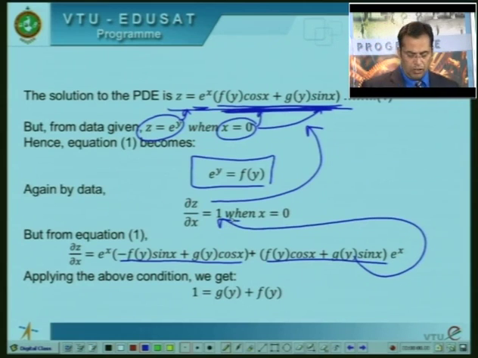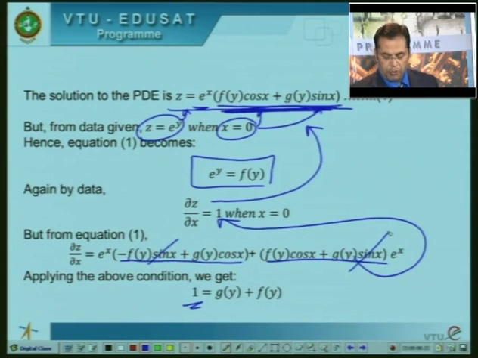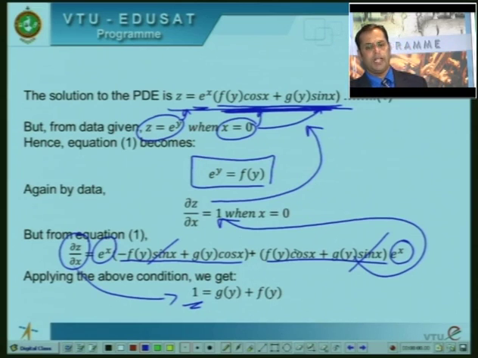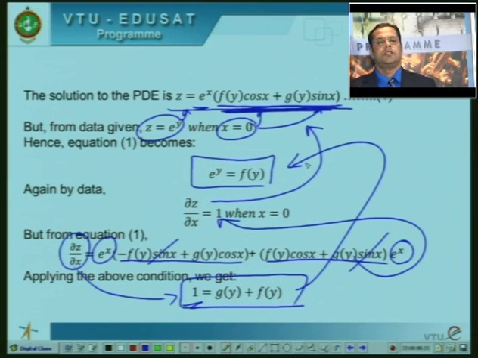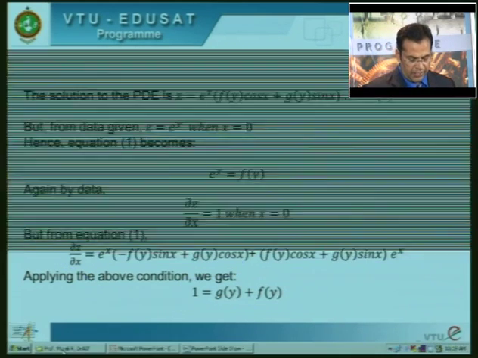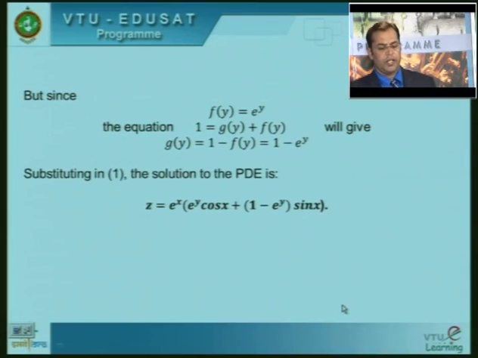Now, apply this condition to the derivative. So, in place of ∂z/∂x, you write 1, in place of x you write 0, because x is 0, these values will be 0, because sin 0 is 0, e power 0 is 1. So, this is 1, this is 1, cos 0 is 1. So, you are left with the left hand side ∂z/∂x as 1 equal to g of y here plus f of y here. But observe that you already know f of y. So, since f of y is e power y, it follows that g of y is immediately 1 minus f of y, or 1 minus e to the power of y.